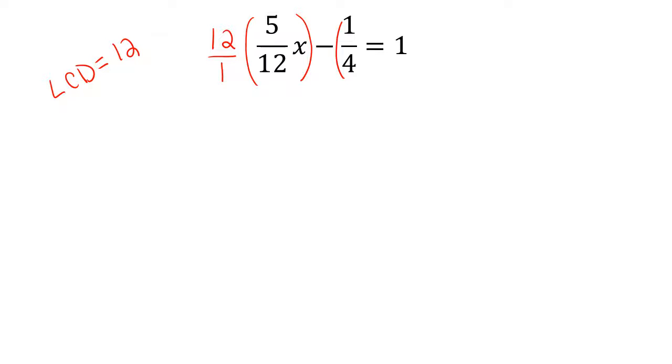Now I will place my parentheses around the 1/4, placing the 12 outside the parentheses. Place the parentheses around the number 1, placing the 12 outside. We will now cross-cancel with this least common denominator. The 12s cancel out, leaving 1 times 5x, which is 5x. The 4 cancels and divides into the 12, leaving a 3. 3 times that negative 1 is negative 3. And then last but not least, 12 times 1 is 12.